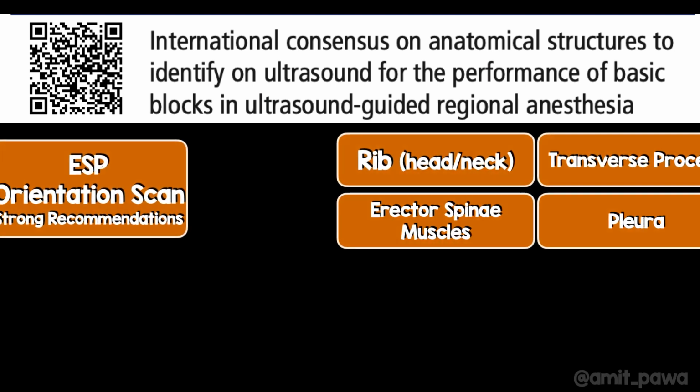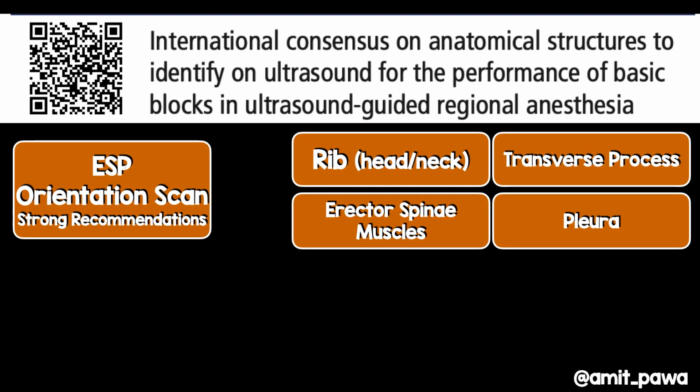So with regards to the erector spinae plane block, they said when you're orientating yourself, you need to identify the rib and see that transition between the rib and the transverse process. You need to be able to identify the pleura and see where not to go, and the erector spinae muscles.